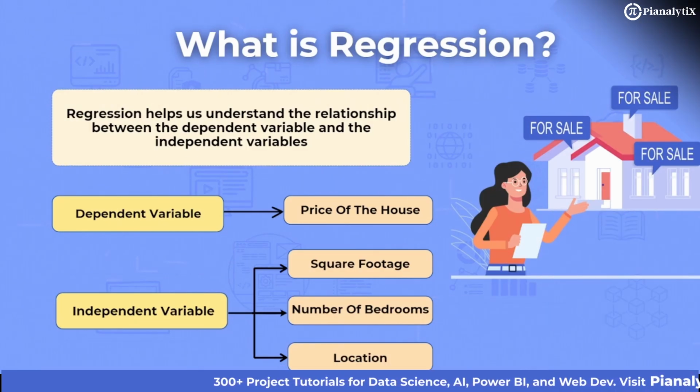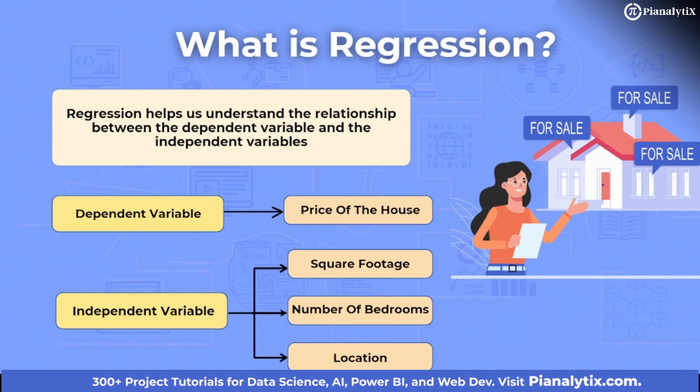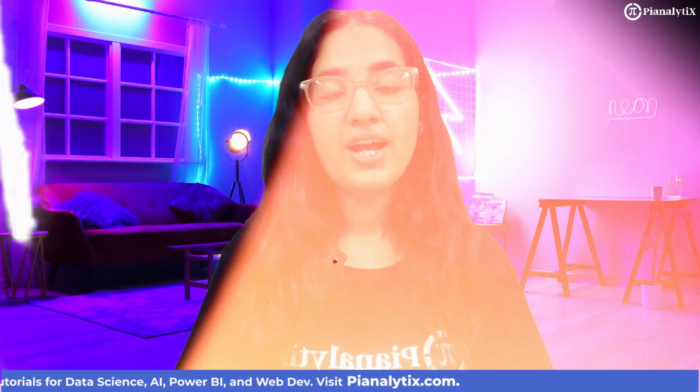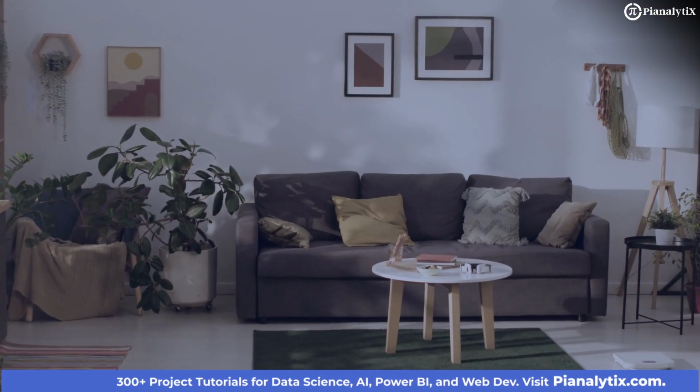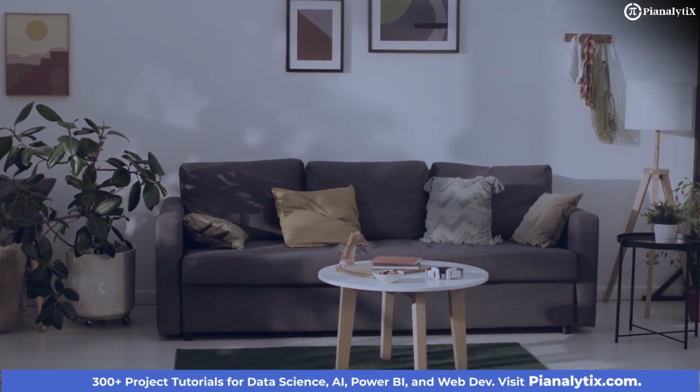Let's start with the basics. Regression. Imagine you are trying to predict how much a house will sell for based on its size, number of bedrooms, and location. That's a classic regression problem where the output is a continuous value. In this case, the price of the house is a continuous value. Regression helps us understand the relationship between the dependent variable, the thing you want to predict, and the independent variable, that is the factor that influences the prediction. For house prices, the independent variables might be square footage, number of bedrooms, or even proximity to schools.